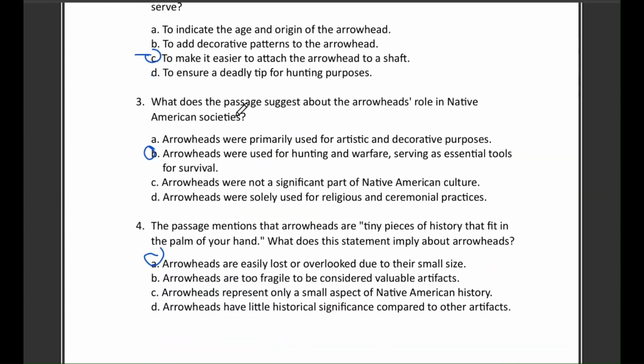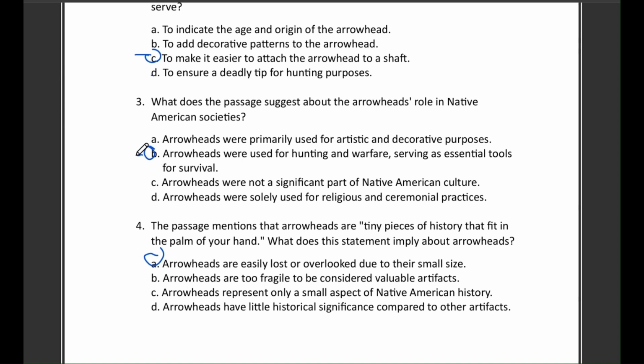Question 3. What does the passage suggest about the arrowhead's role in Native American societies? The possible answers are: A. Arrowheads were primarily used for artistic and decorative purposes. B. Arrowheads were used for hunting and warfare, serving as essential tools for survival. C. Arrowheads were not a significant part of Native American culture. Or D. Arrowheads were solely used for religious and ceremonial practices.